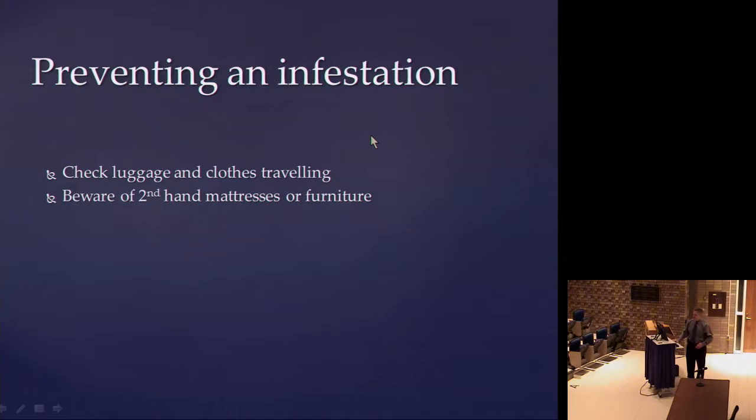Preventing: checking luggage and clothes when traveling. Secondhand mattresses or furniture, if you're driving around and you see that furniture out on the side of the road, you may not want to take it home. It's not a free couch. Although, I don't know, maybe in weather like this, it'll be safe, but I still don't know if I'd risk it. So secondhand furniture may not be a good idea. They may be having it out at the curb for a reason.